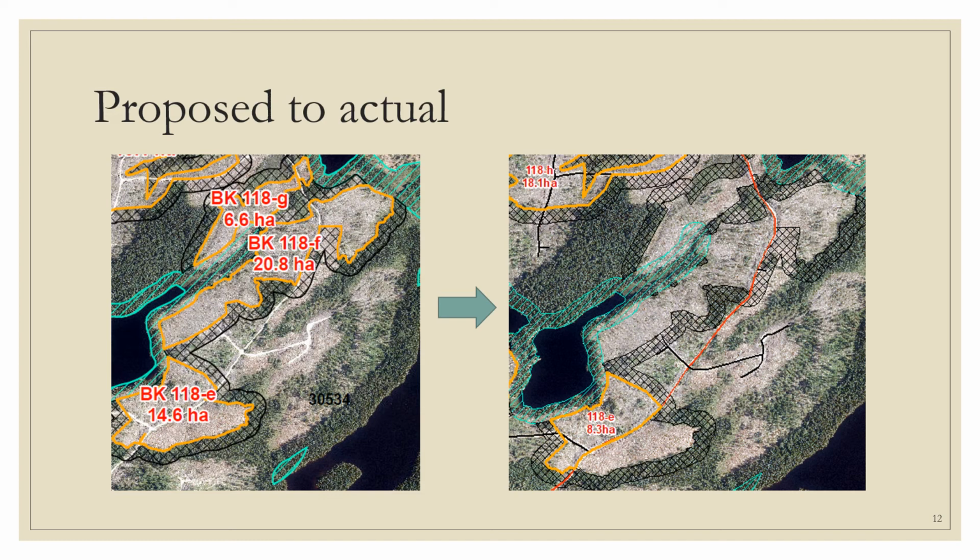To quantify this example, this year's spray program had a roughly 45% reduction in area from the initial proposed area to the final actual spray program in the Chapleau Crown Game Preserve that's within the RIAM tenure.